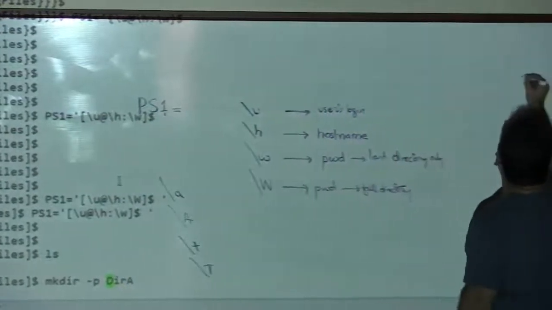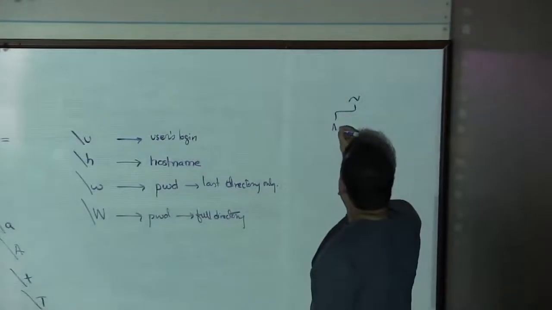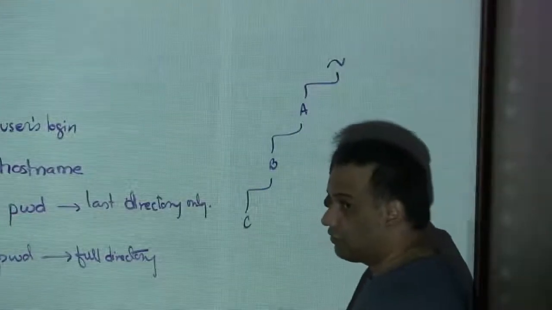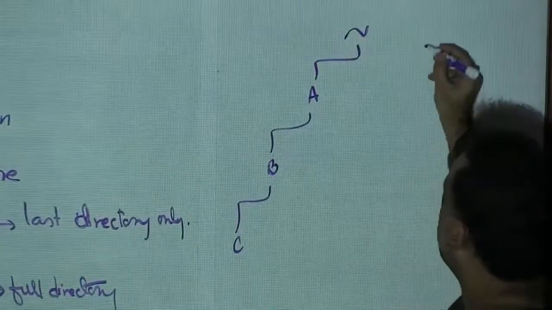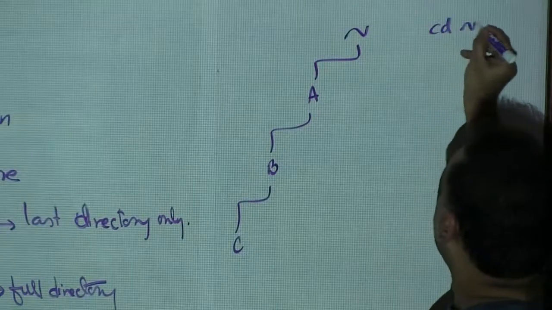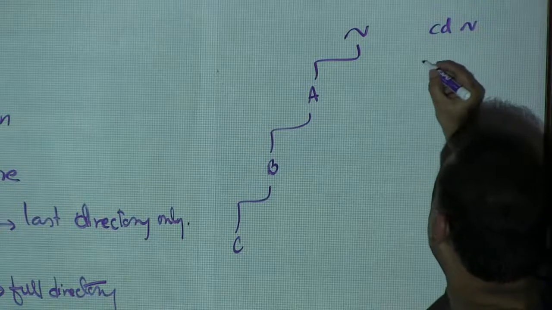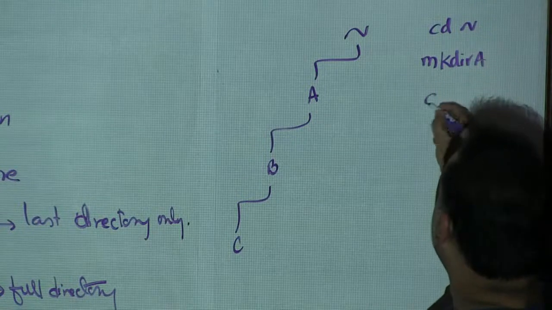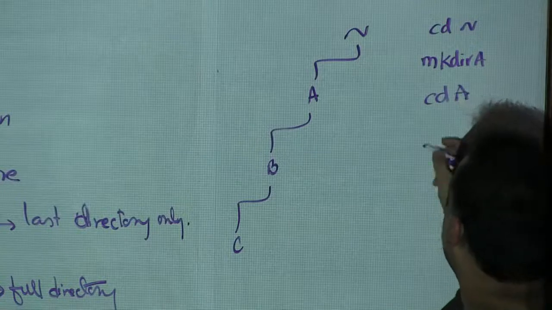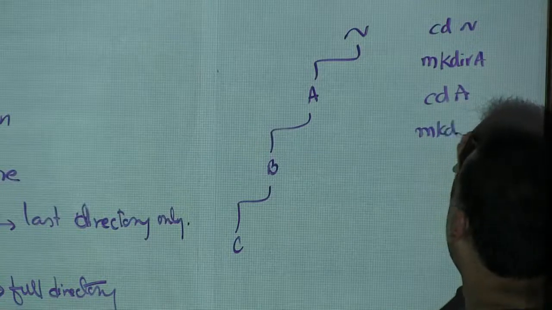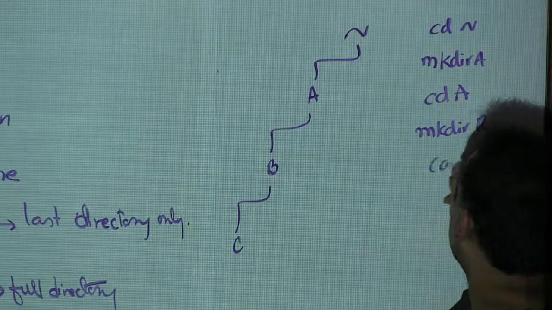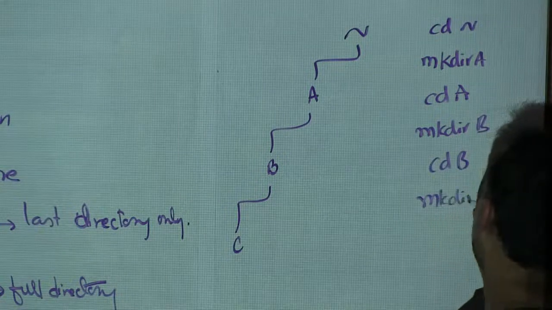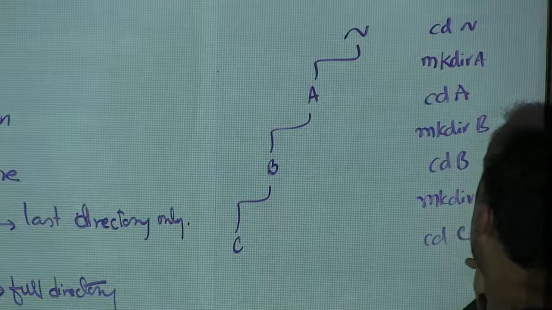if I have the home directory has a directory A, inside you want to create a directory B, inside you want to create a directory C. So far what you know is, you change your directory to home, right? And then you say mkdir A, and then you change directory to A, then you say mkdir B, and then you change directory to B, and then you say mkdir C, and then change directory to C.